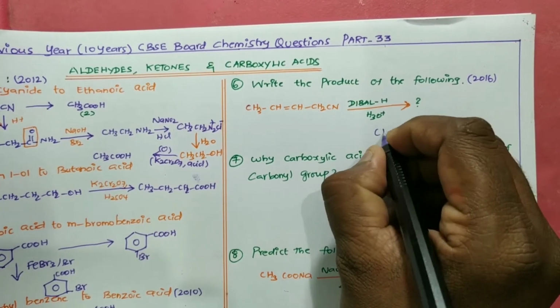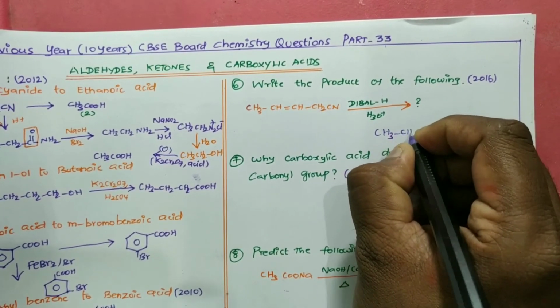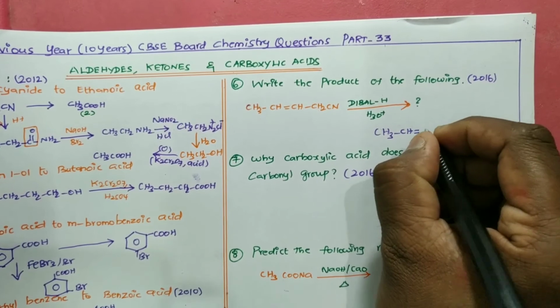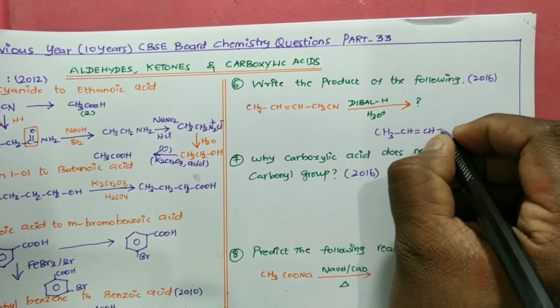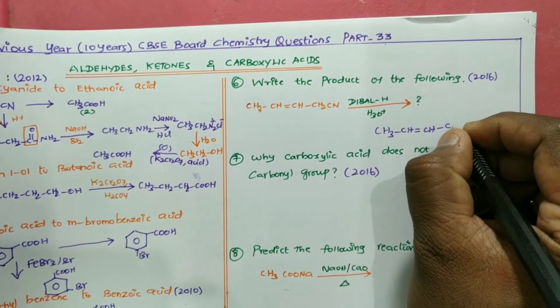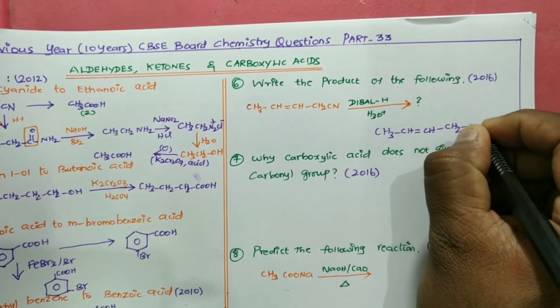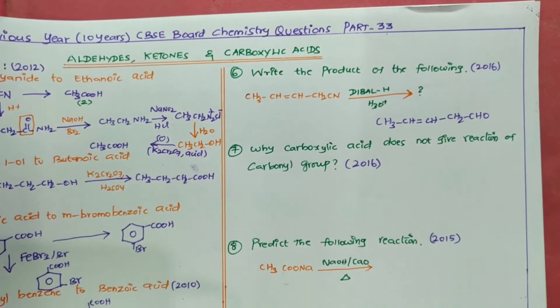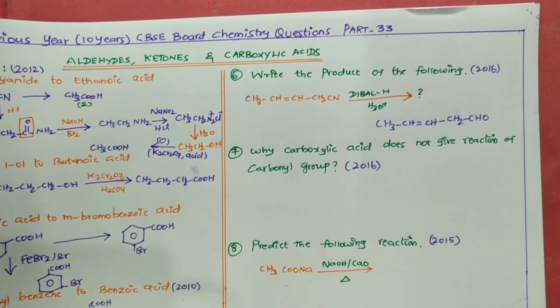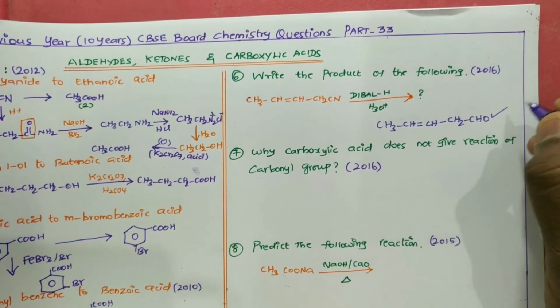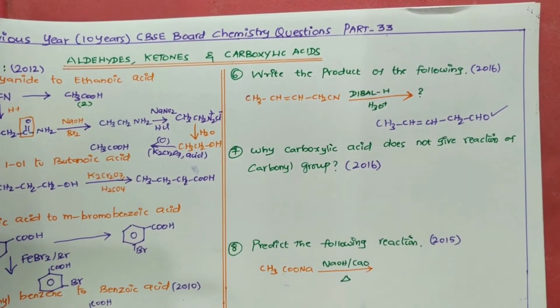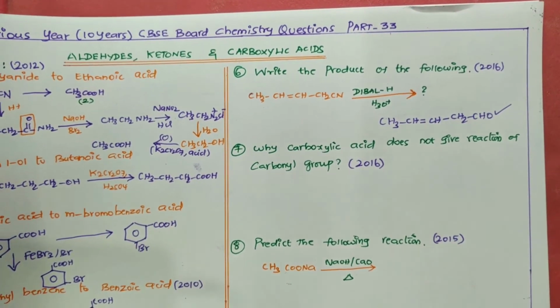That is CH3 CH=CH CH2 CHO. The double bond will not be reduced. The CN group is getting converted into CHO. This is the conversion using DIBAL as the reagent.